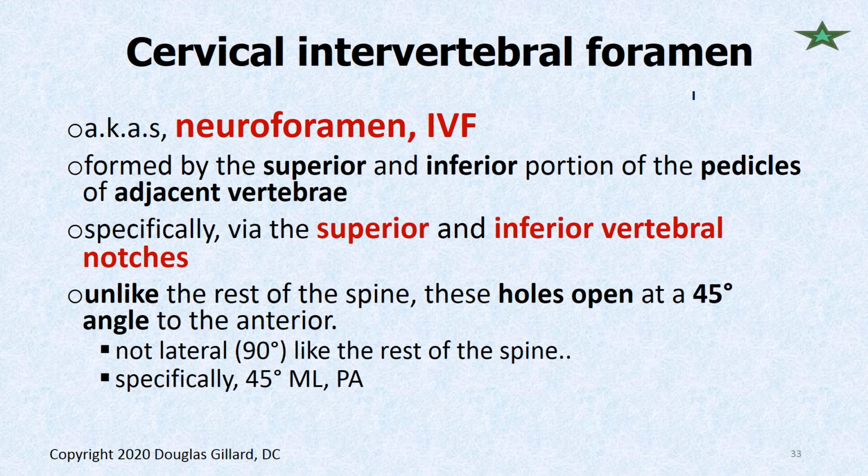The ones in the thoracic and lumbar spine come out perfectly straight, just lateral. In fact, when you take an x-ray, the right and the left neural foramen are superimposed upon one another. Not true of the cervical spine. You can take an x-ray of the right IVF and the left IVF. Why? Because they come out at a 45-degree angle, which makes it really easy to take x-rays of them, though.